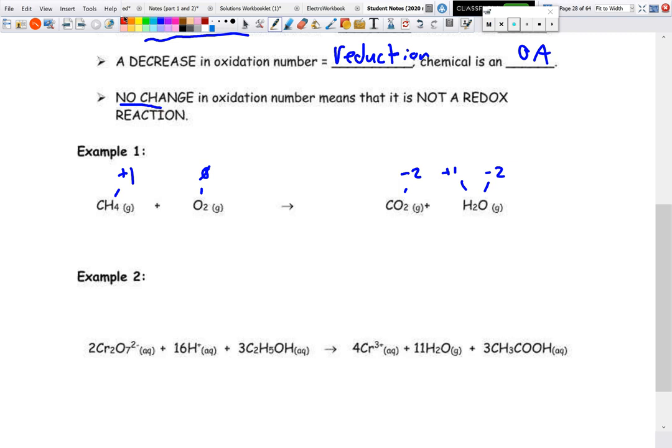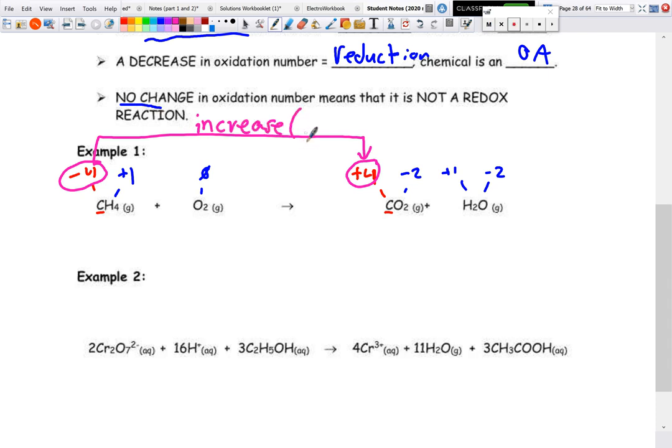So the ones that we didn't know, of course, were our carbons. So when we solve these right here, methane we did on the previous page, we have a negative 4, and here it's going to be a positive 4 when you solve them out. Now, we can see right here, our carbon is going from a negative 4 to a positive 4. Well, this is an increase, which means this is an oxidation, which means our methane is our reducing agent.